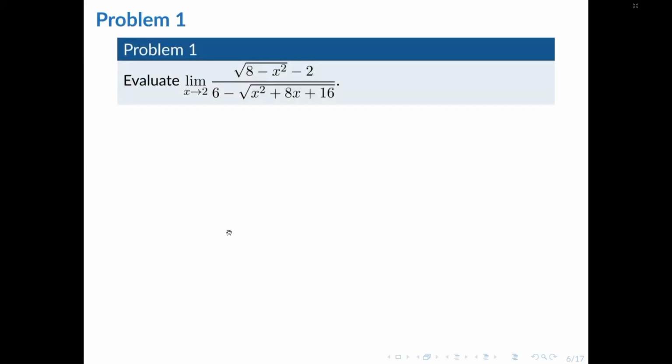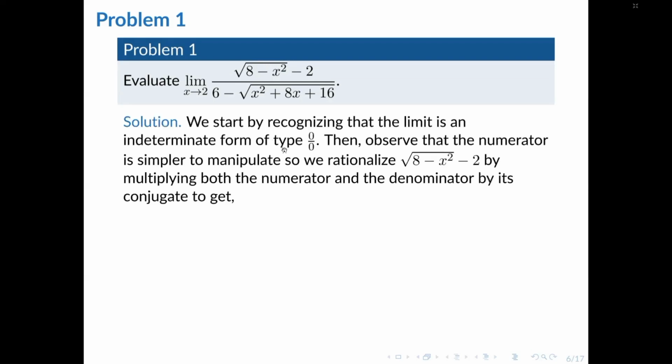So first problem or example, evaluate the limit of the square root of 8 minus x squared, minus 2, all over 6 minus the square root of x squared plus 8x plus 16 as x approaches 2. So yung una mong gagawin ay try mo munang i-substitute yung 2 sa function. We start by recognizing that the limit is an indeterminate form of type 0 over 0.